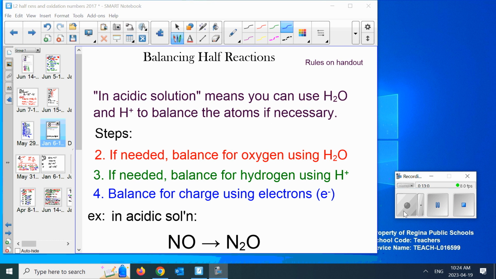I'll repeat, because I'm now recording. Do not write all these colored steps. Look at the back of your handout, where you have your oxidation number rules, and the second half is balancing reduction oxidation equations. Everybody's with me on this handout, right? You don't need to write anything down yet. But I'm going to talk to you quickly.